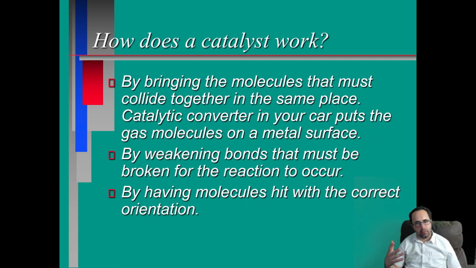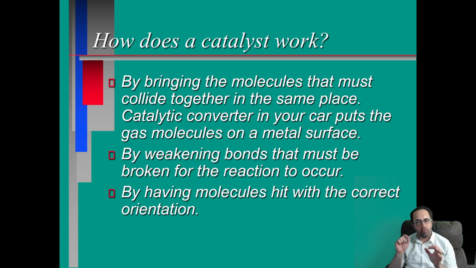So when it comes to catalysts, we said catalysts are molecules that speed up a reaction but are not used up when the reaction occurs. And so how does a catalyst work? Well, it works by bringing the molecules that must collide together in the same spot. So generally in an enzyme, for example, you will have one molecule that will bind to the enzyme. And then another that will hold it in place and in the right orientation. And then a new molecule will come in and be able to react with that molecule being held there in place. Also, often a catalyst will weaken the bonds.